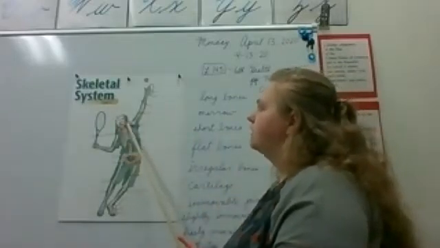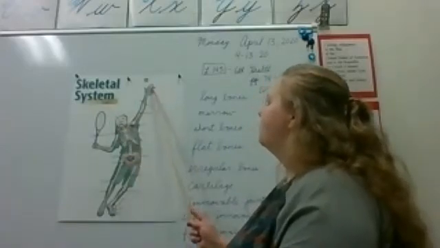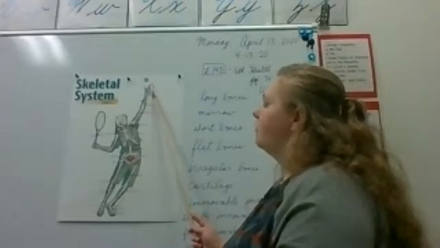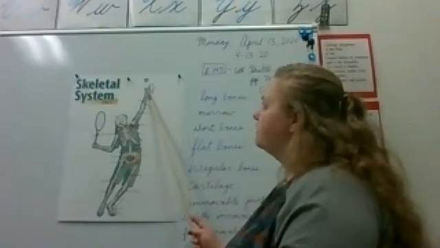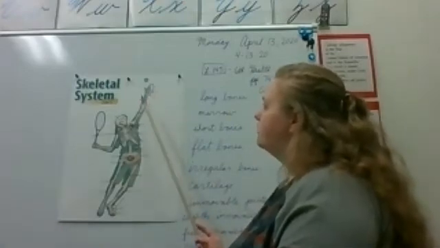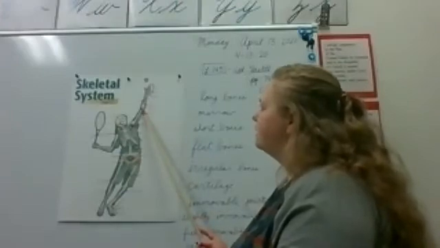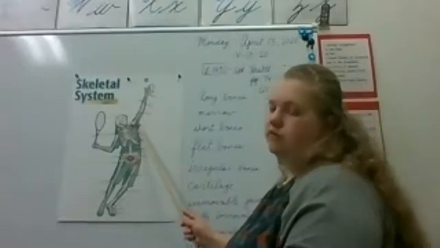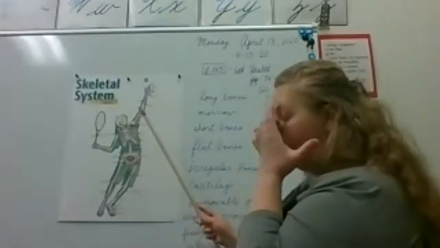What is this? Cranium, all right, and then fingertips. Phalanges, your long bones. Metacarpals, your wrist. Carpals, okay, and then we've got the radius and the ulna, and then your humerus, okay? So let's go over those one more time.